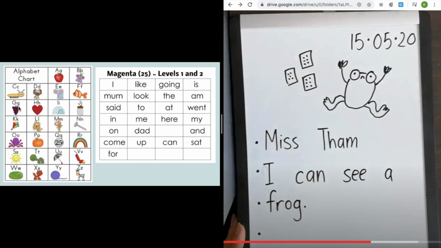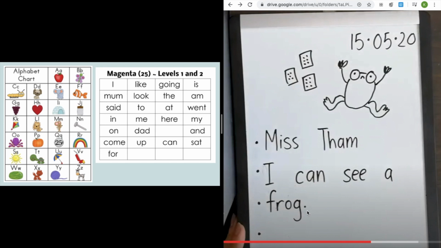And the second one, I'm going to write about my dice. So my sentence was, look at the red dice. Okay, look. Can you find the word look over here? Point at the word look. That's right, it's this one. Let's sound it out together. First sound is L, oo, k. Look.